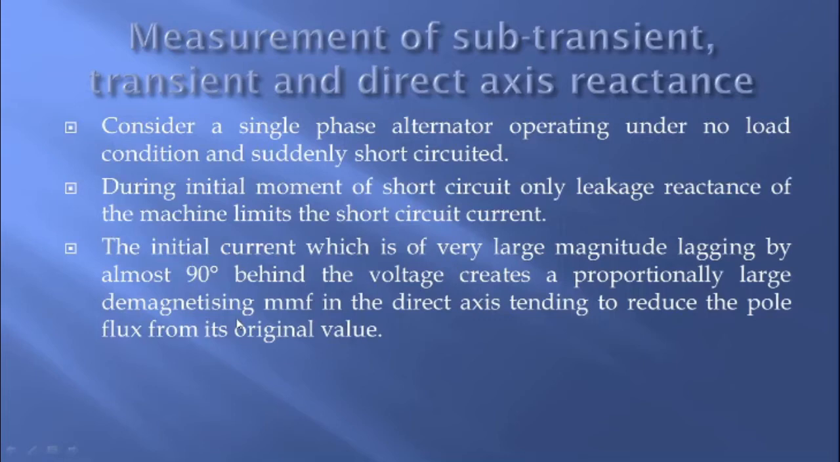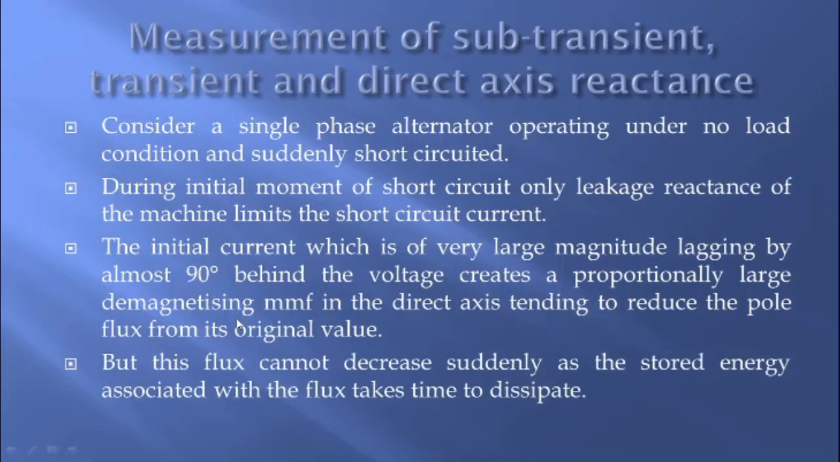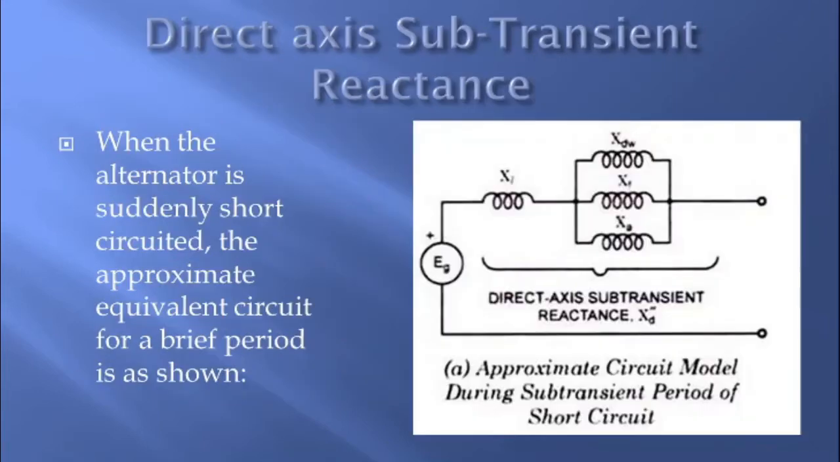It actually reduces the pole flux from its original value, but it does not happen instantaneously. It takes time. The flux cannot decrease suddenly because of the stored energy associated with the coil, so a sudden change is not possible. All right, so this is the equivalent circuit of subtransient reactance. Initially there is only leakage reactance acting there.